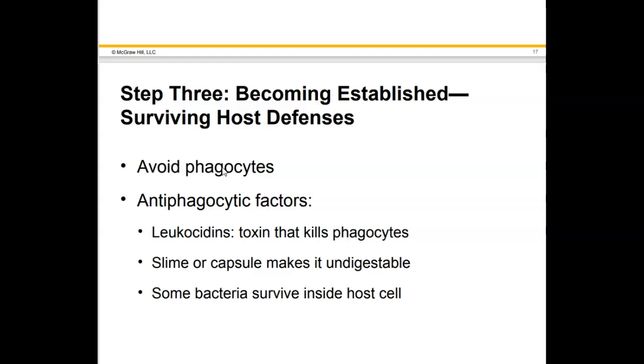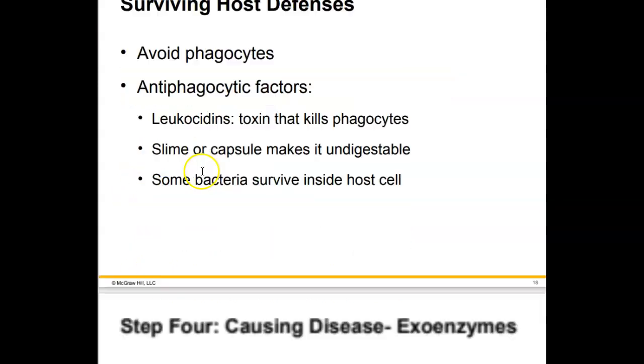And I said we've got the slime capsules that make them undigestible, and then they're also able to survive inside of a host cell. We said that some will penetrate deeper into the tissue, some pathogens may hang out on the outside of the cell, and some may actually enter into the cell. If they enter into the cell, it's very hard for your immune system to detect those pathogens. They avoid phagocytosis simply because they're residing inside of the host cell.